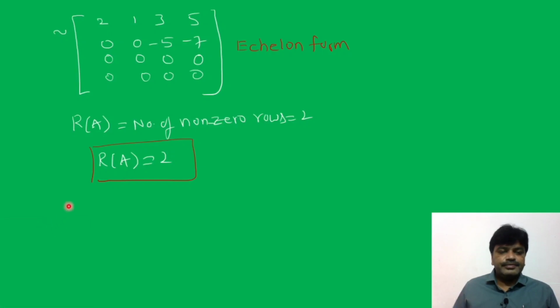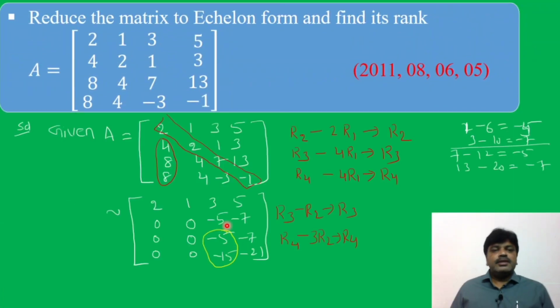Once again, what does the question say here? Reduce the matrix to echelon form and find its rank. He has given a matrix, this one. What is the process here? First we have to make these 3 elements 0, friends. For that I fix R1. See the transformation here: R2 minus 2R1 in place of R2. Where does the transformation occur? In R2. And similarly R3 minus 4R1 in place of R3, R4 minus 4R1 in place of R4. That means we fix R1 and then make these 3 elements 0, like this.